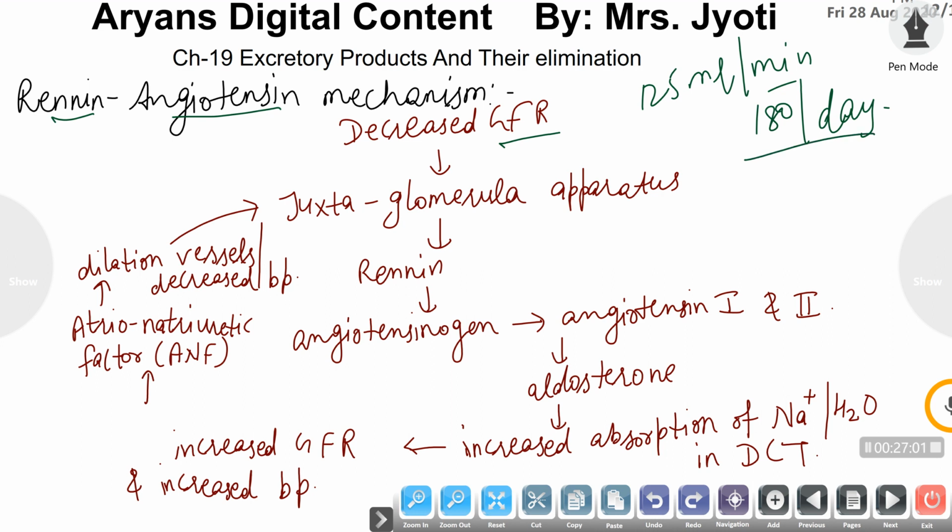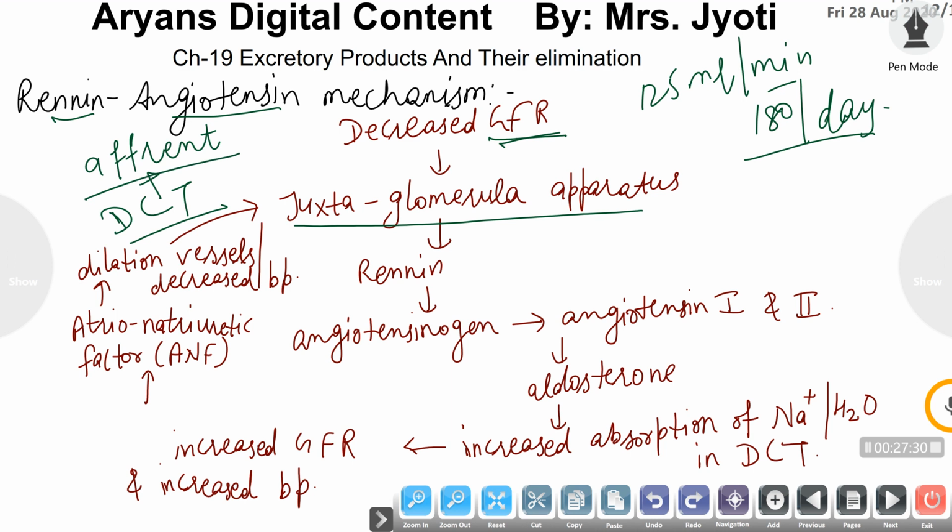Due to any imbalance, which may be due to decreased blood flow or malfunctioning of the kidneys, when the glomerular filtration rate decreases, it acts as a signal for the juxtaglomerular apparatus. The juxtaglomerular apparatus is formed by the afferent arteriole and the DCT, meaning the part which enters the glomerulus and the part which leaves the loop of Henle or the tubular part of the nephron. Where the DCT and afferent arteriole combine, they form the JGA or juxtaglomerular apparatus.